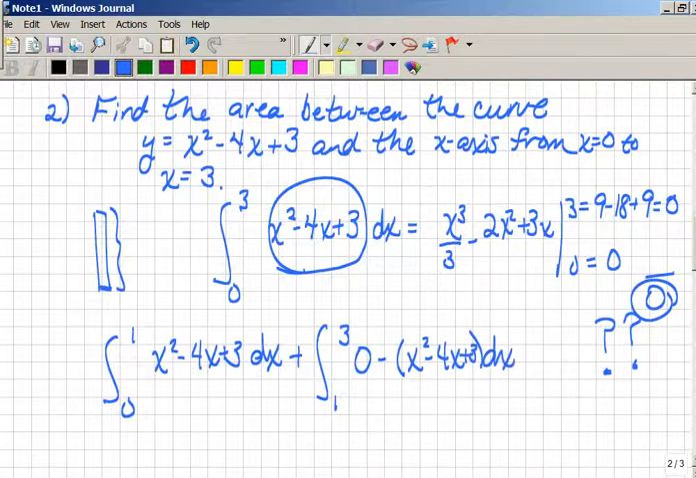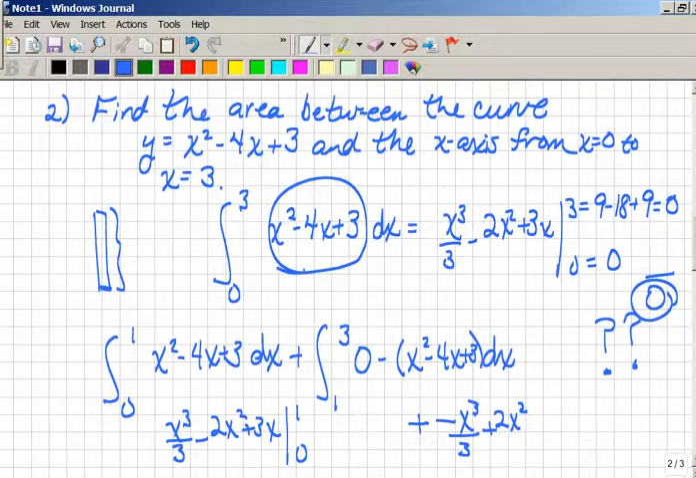So the area is just actually going to become these two integrals combined together. Well, we already know what the first one is. It's x cubed over 3, because we just did it a minute ago, minus 2x squared plus 3x from 0 to 1. And then the second one, the only things that are going to change are signs, so we get negative x cubed over 3 plus 2x squared minus 3x, from 1 to 3.